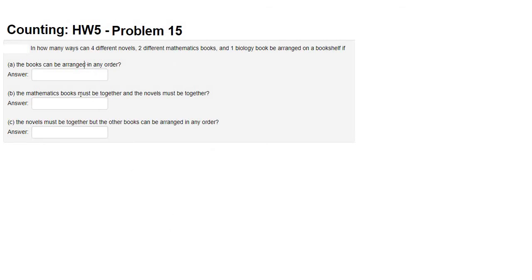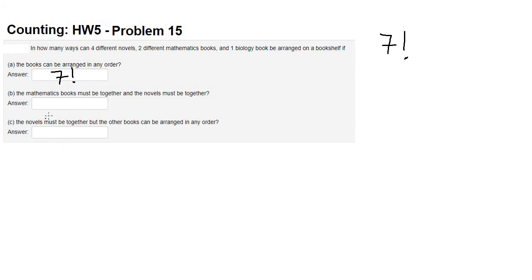Problem number 15. In how many ways can 4 different novels, 2 different mathematics books, and 1 biology book be arranged on a shelf if the books can be arranged in any order? We have no restrictions, and all of the books are thought of as one kind. So 4 plus 2 plus 1, we have 7 different books. So it's going to be 7 factorial, which is the permutation of 7, because we cannot use the same book in 2 different positions, which is physically impossible. So this is understood, order is important.